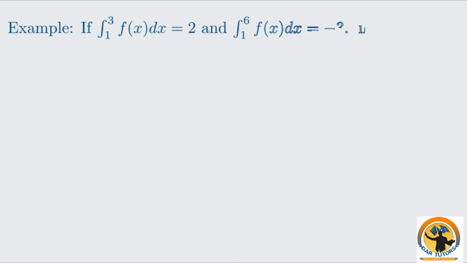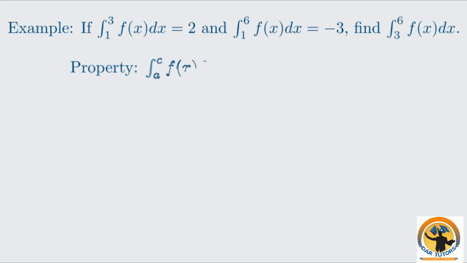Now let's return to the properties of definite integrals and see how they can be used to solve problems. Suppose we are given that the integral of f of x from 1 to 3 is 2, and the integral from 1 to 6 is negative 3. We need to find the integral from 3 to 6. This problem can be solved using the third property we discussed, the interval addition property. The property states that the integral from a to c is the sum of the integral from a to b and the integral from b to c. In our case, a is 1, c is 6, and b is 3.